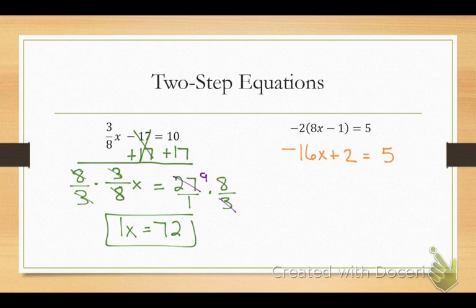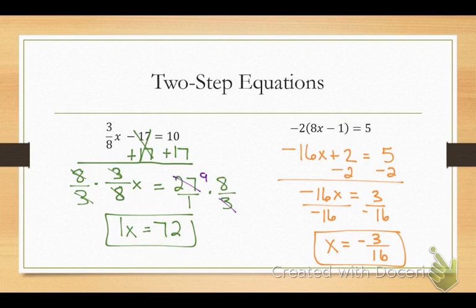All right, now I'm ready to move everything to the other side and solve for x. Now, when I subtract 2, I can see this is not going to be a whole number for my answer. That's okay. All right, -3/16. Who got that right? If you missed it, do you see where you went wrong? Any questions? Anybody have a question on that?